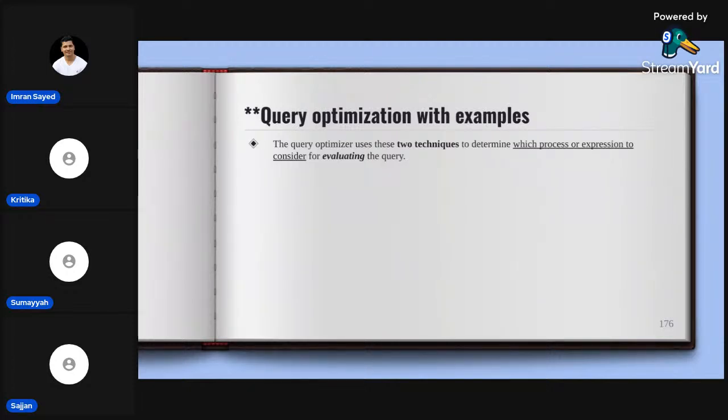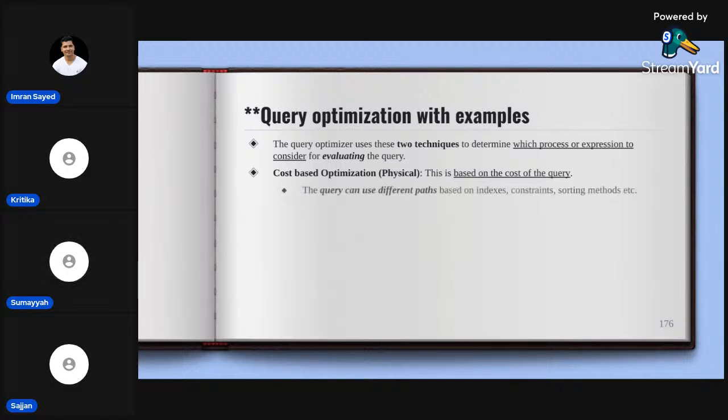The query optimizer uses these two techniques to determine which process or expression to consider for evaluating the query. Cost-based optimization, physical. This is based on the cost of the query. The cost of the query is basically the time taken to execute the query. The query can use different paths based on indexes, constraints, sorting methods, etc.